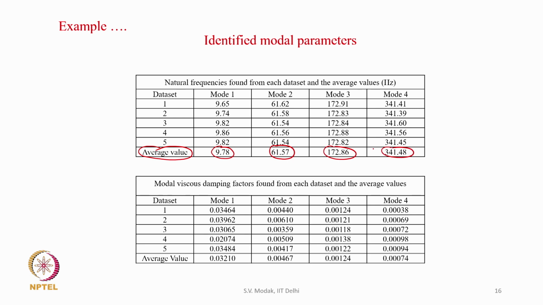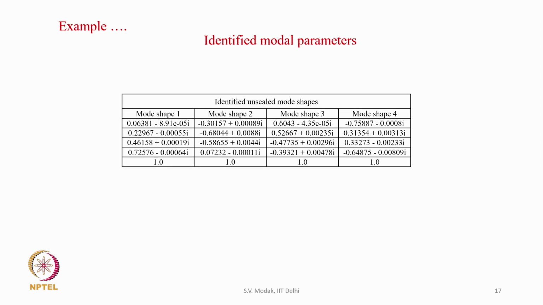Similarly, this table gives data about the modal damping factors for different modes over all data sets, and the last row gives the average value of the modal damping factors for different modes. This table gives the mode shapes that are obtained for the 4 modes. This is after normalization and assembly of the part mode shapes corresponding to all the data sets. These mode shapes were normalized with respect to the reference measurement at test point 5. We should also note that these mode shapes are unscaled mode shapes.